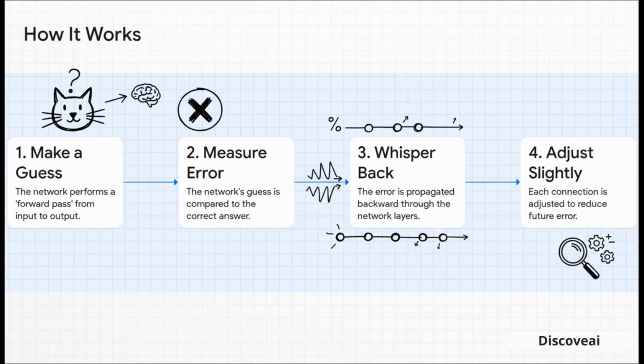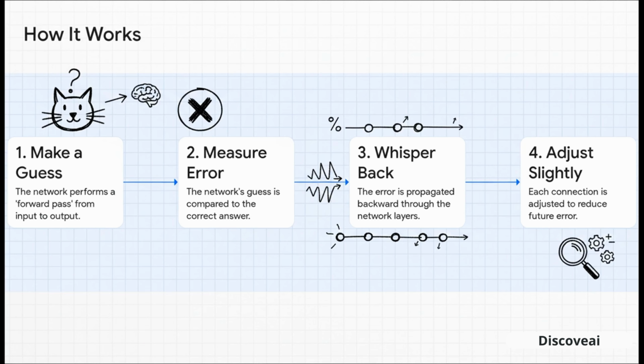Let's break it down real simple. First, the network gets an input, like a picture, and it makes a guess. That's the forward pass. Second, you compare that guess to the right answer and you measure how wrong it was. That's your error. Third, and this is the magic part, you take that error number and you send it backward from the output layer to the hidden layers. It's like each connection gets a little whisper telling it exactly how much it contributed to the total mistake. That's the backward pass. And finally, based on that whisper, each connection adjusts its strength just a tiny, tiny bit to do better next time.